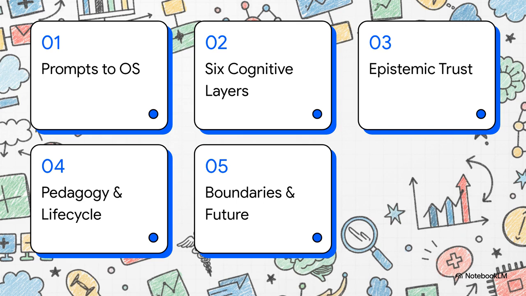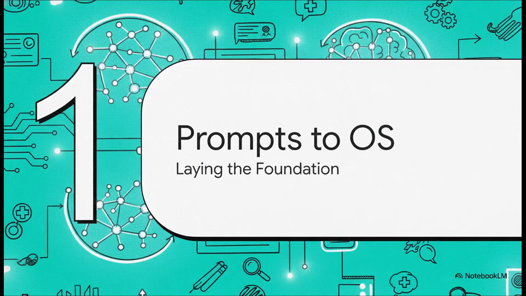Okay, here's our roadmap for this explainer. We're going to start with the evolution from prompts to an OS, then walk through the 6 cognitive layers, dig into the safeguards of epistemic trust, check out the daily operations of pedagogy and module life cycles, and finally, get real about the system's current boundaries. Let's kick things off with part 1, from prompts to operating system, laying that foundation.